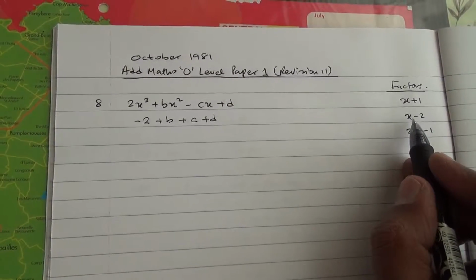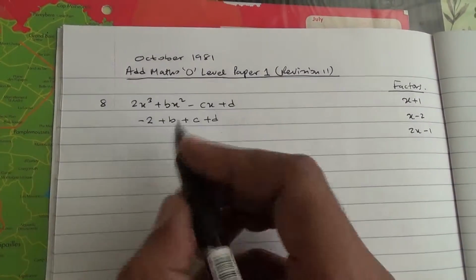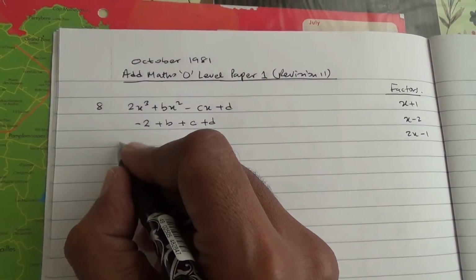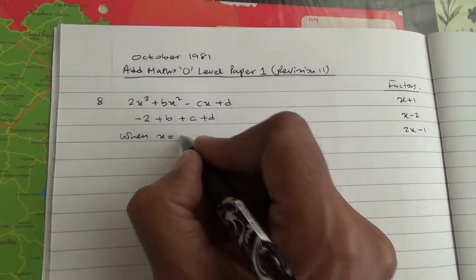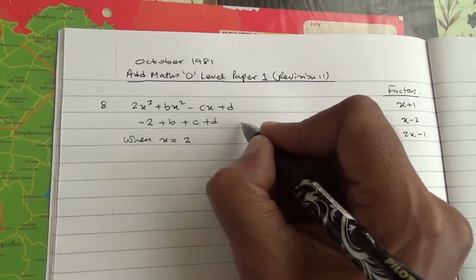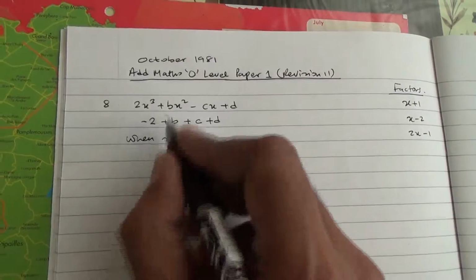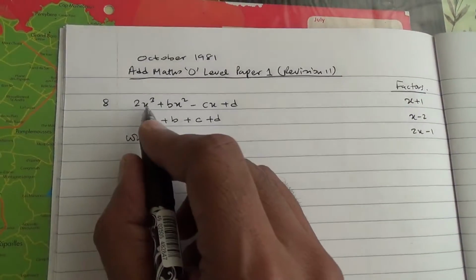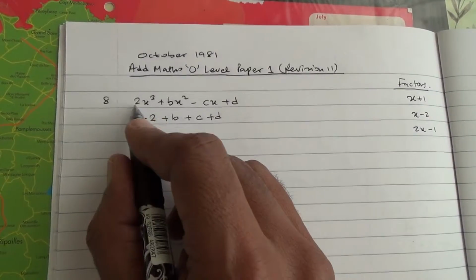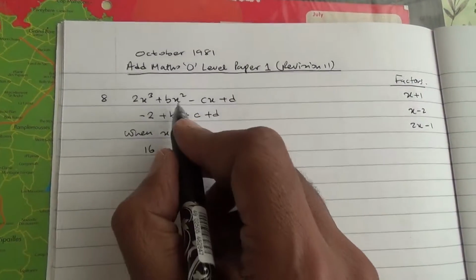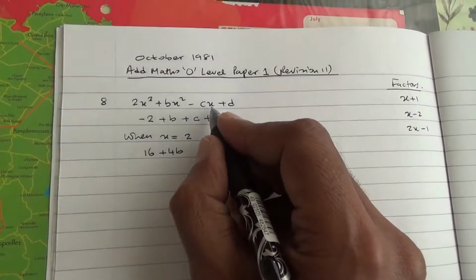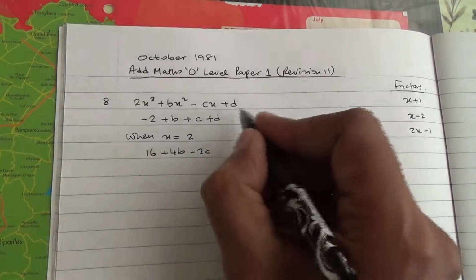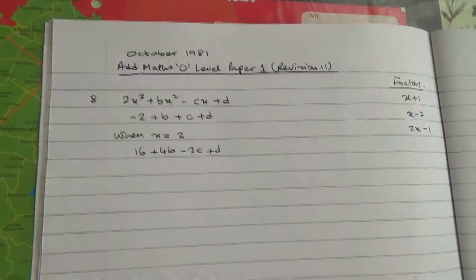Same goes for the second factor. We're going to put 2 here. So let us make it like this so you can follow me then. This one was when x is equal to minus 1. Now when x is equal to 2, so we're going to have 2 to the cube, which is 8. 8 times 2 is 16. 2 to the square 4. 4 times b is plus 4b. 2 times minus c is minus 2c. And then you have got plus d.